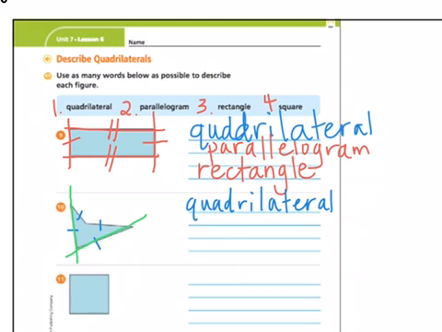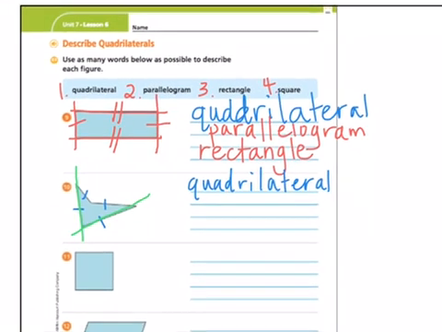Is it a rectangle? Does it have 2 sets of sides that are equal? Does it have right angles? No, it does not, so it cannot be a rectangle. And is it a square? Well, I think you can tell by looking at it, it is not a square. So let's go to number 11.